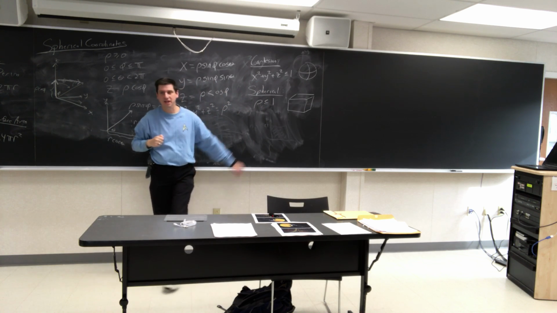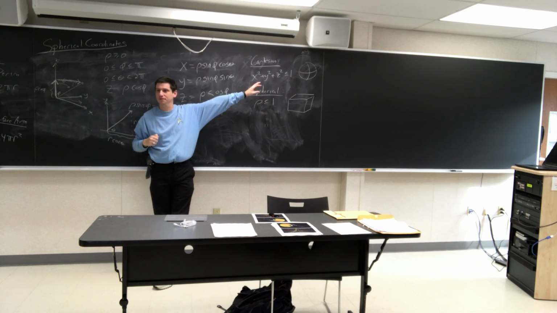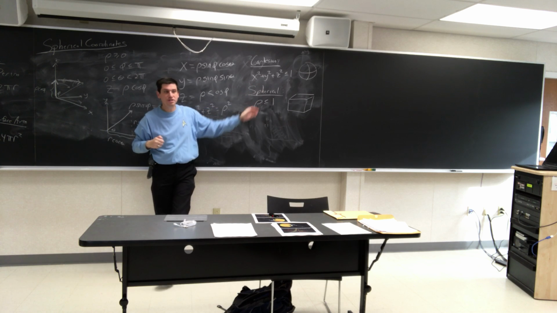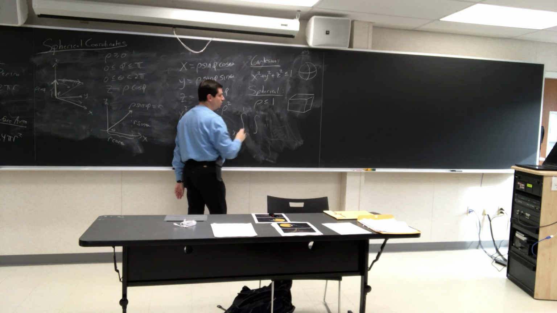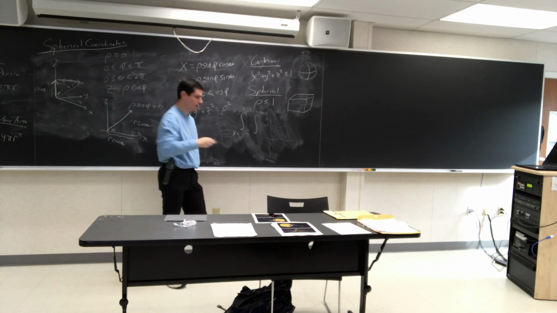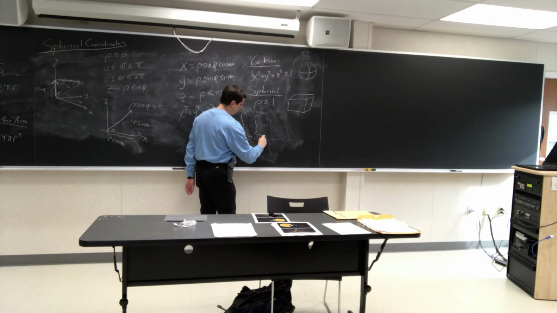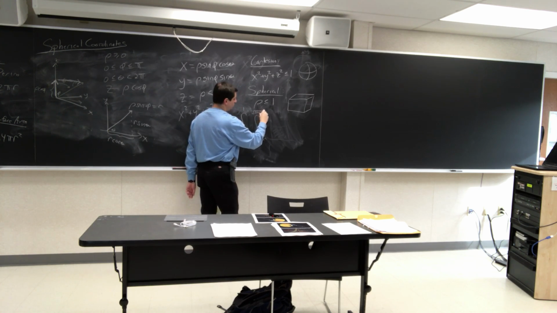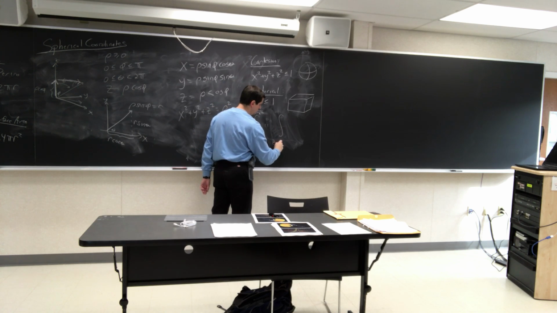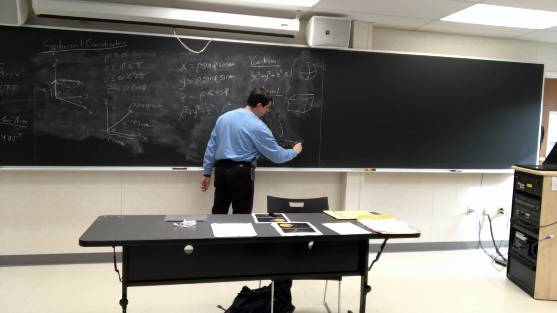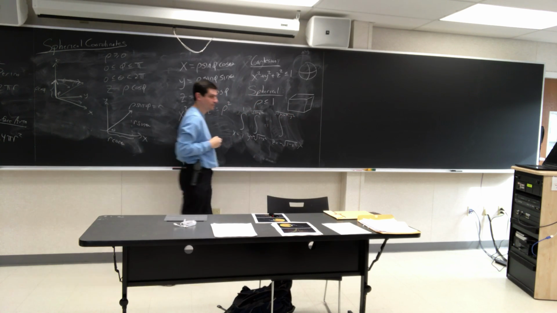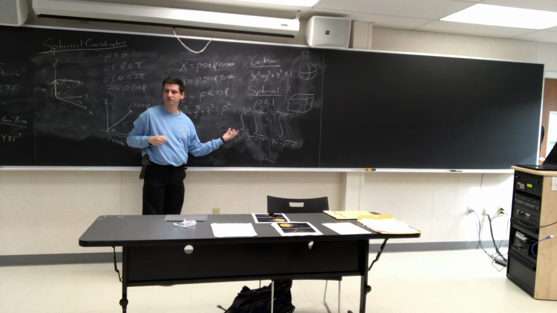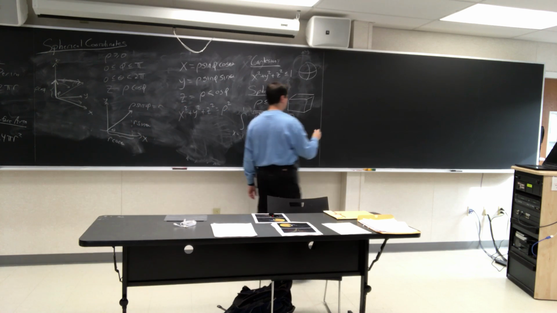Which would you rather work with, integrating over a nice box or integrating over a sphere? If I want to integrate over a sphere in Cartesian, I would have x goes from -1 to 1. And then once you specify x, what would be the range of y? Y would go from negative the square root of 1 minus x squared to the square root of 1 minus x squared. And then z would go from negative square root of 1 minus x squared minus y squared to the square root of 1 minus x squared minus y squared. That's terrible.